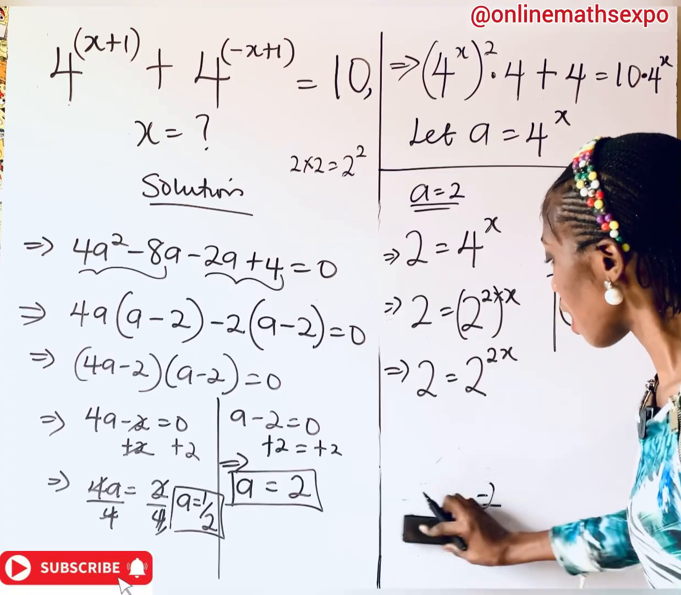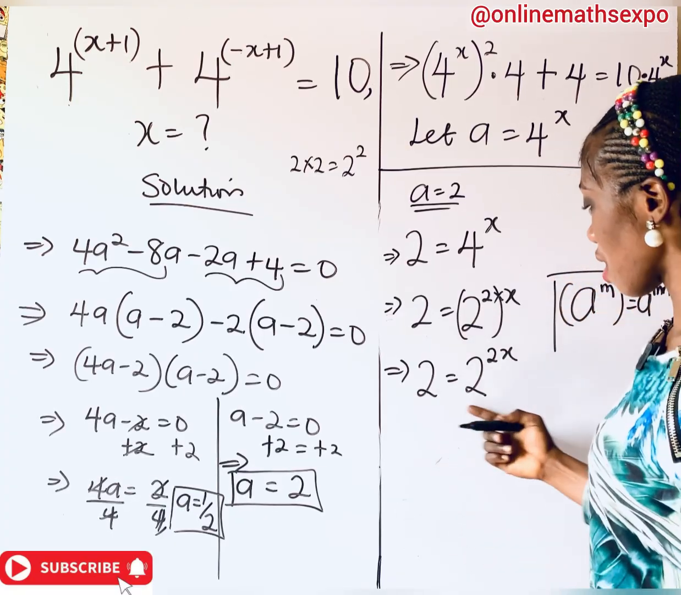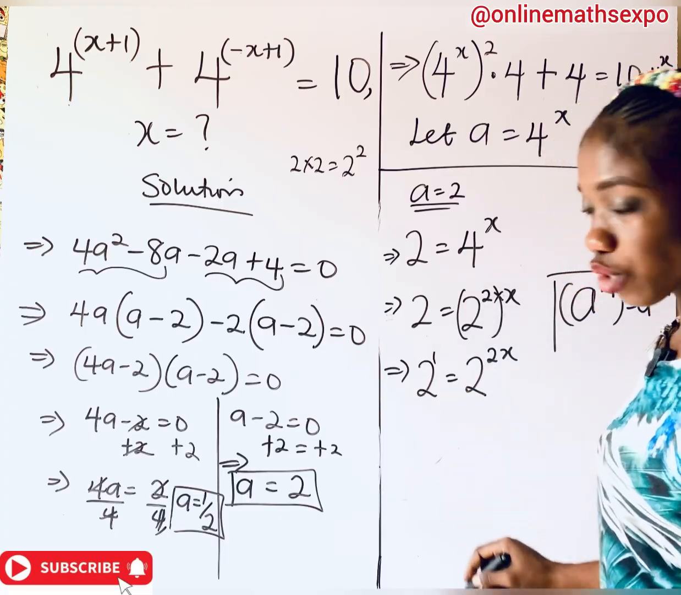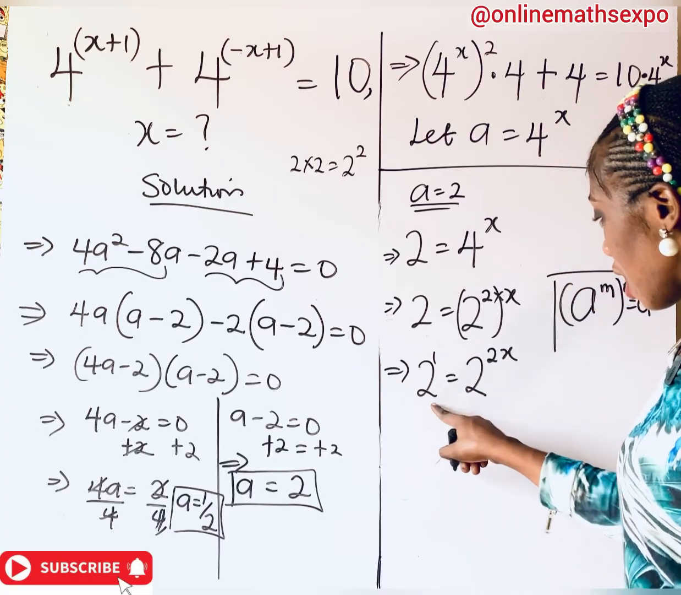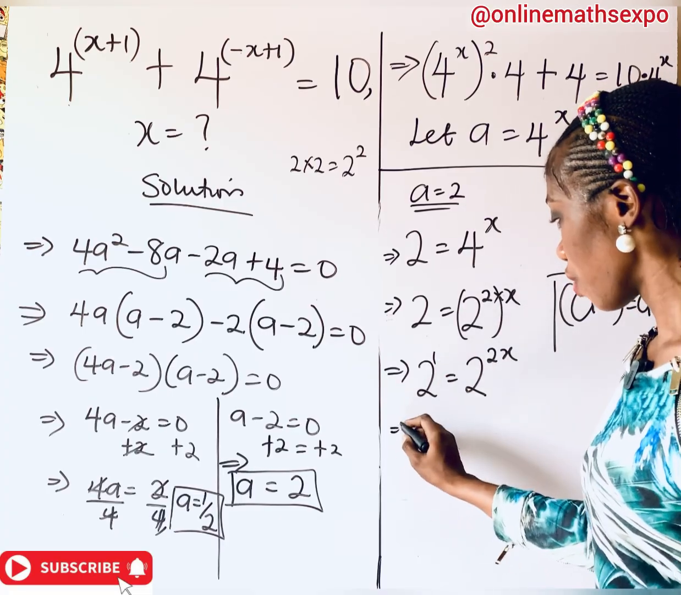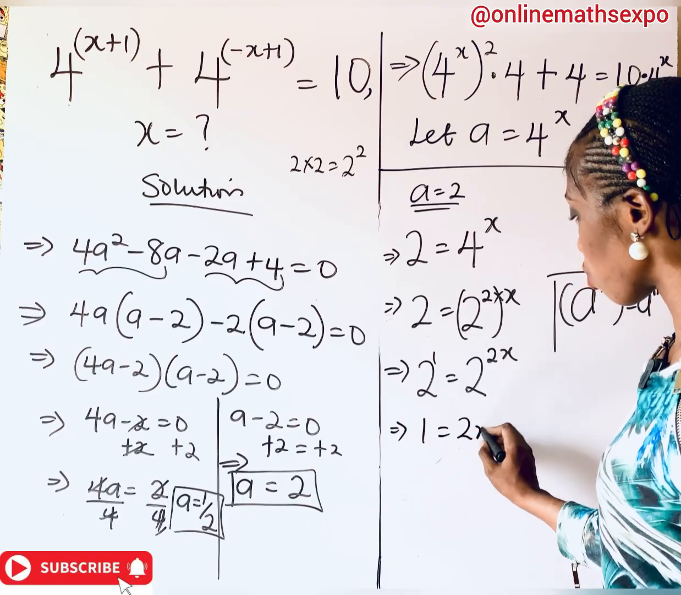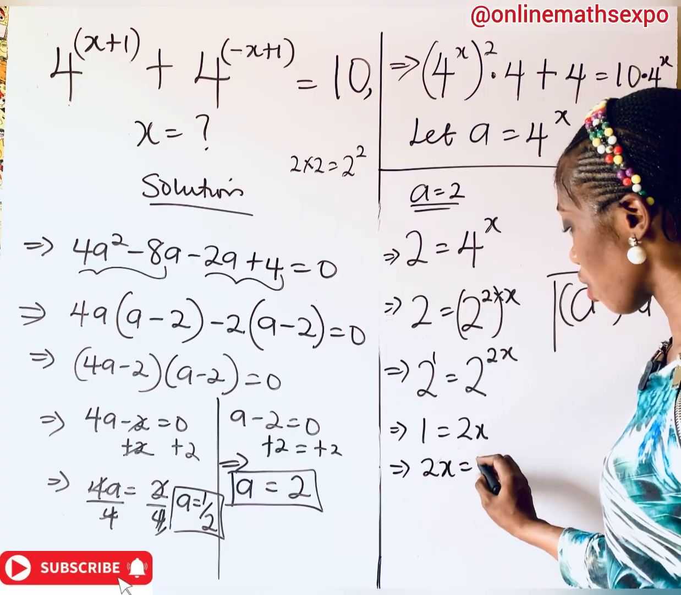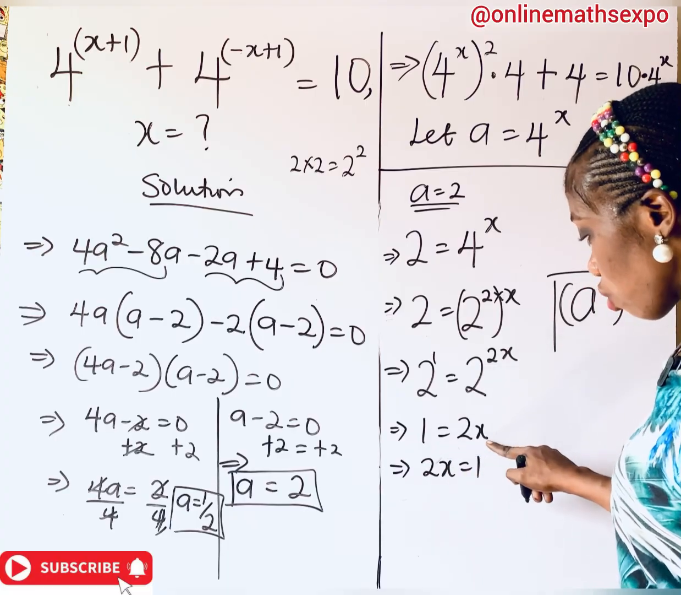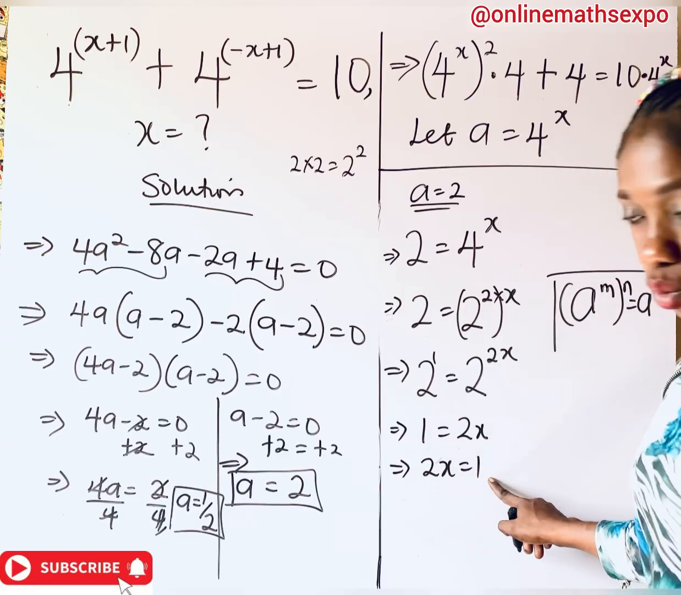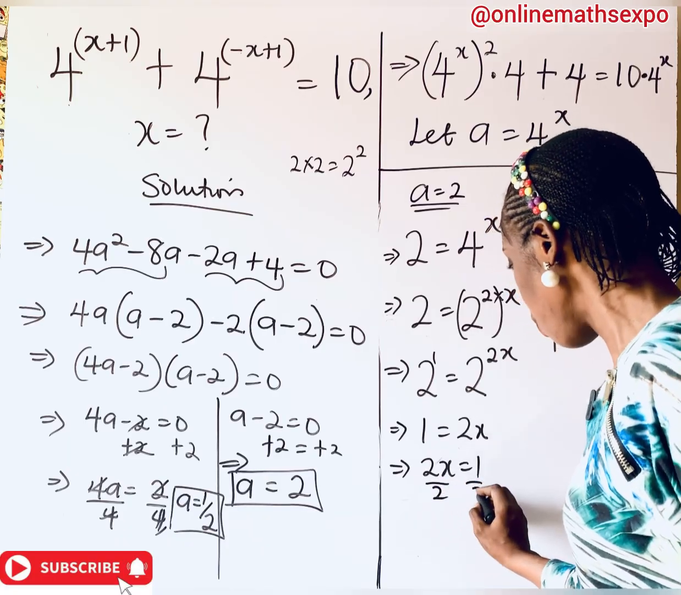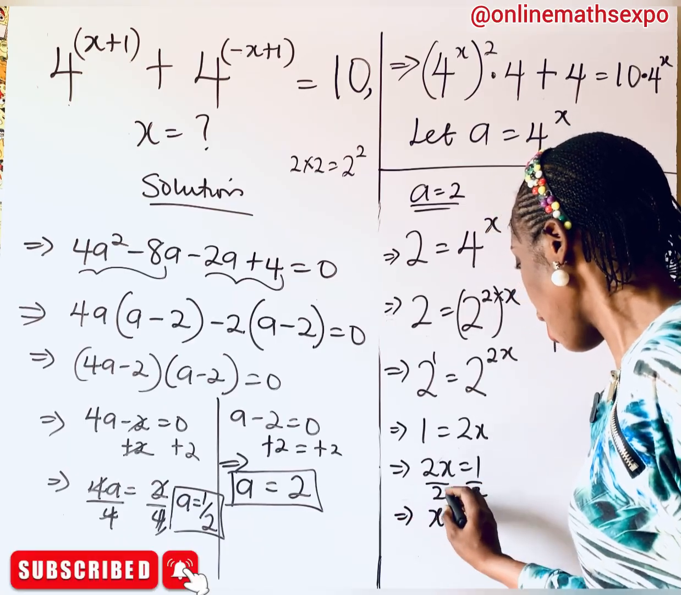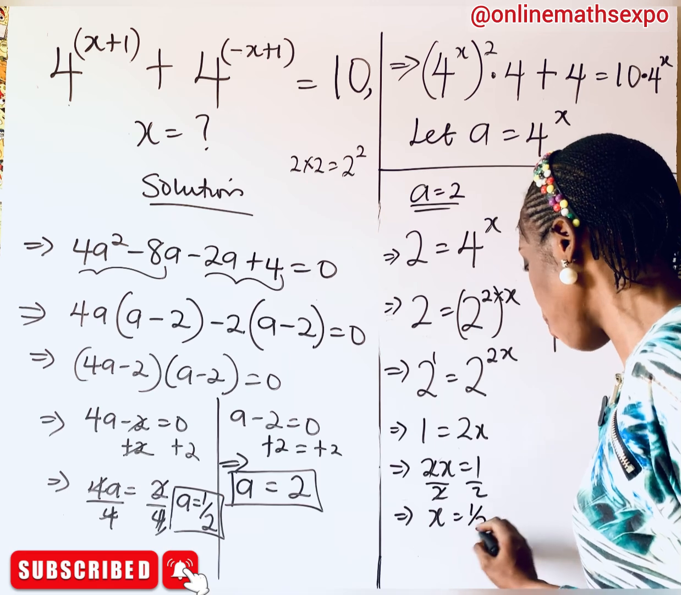Now you will notice that the bases are now the same. Remember, this is same as 2 to the power of 1. So if bases are the same, the power should be the same. So it means 1 is equal to 2x. So it also means that 2x is equal to 1. If this is equal to this, 2x is also equal to 1. So divide by 2. So if you do that, x is going to give you half.